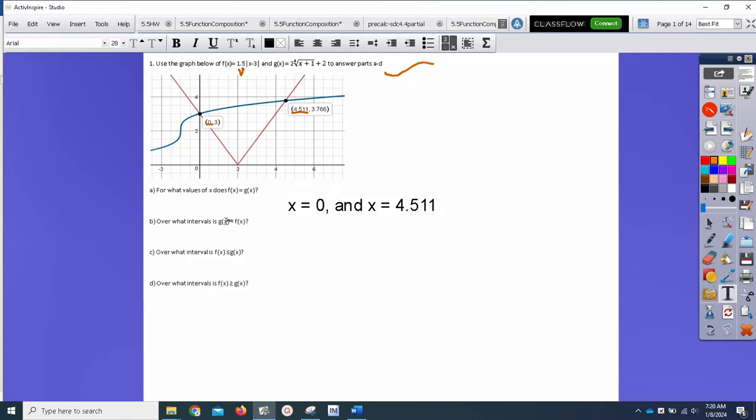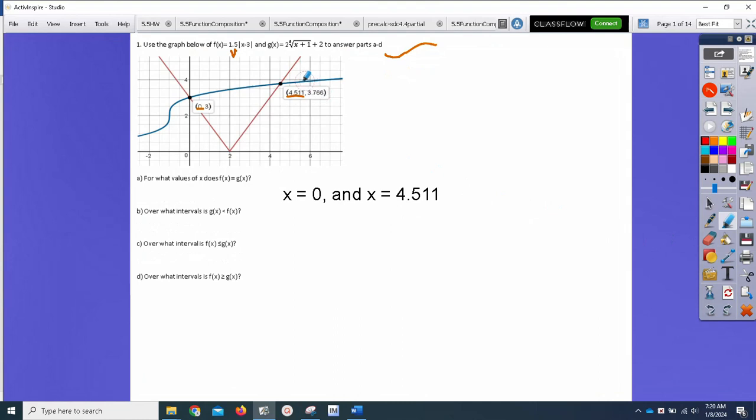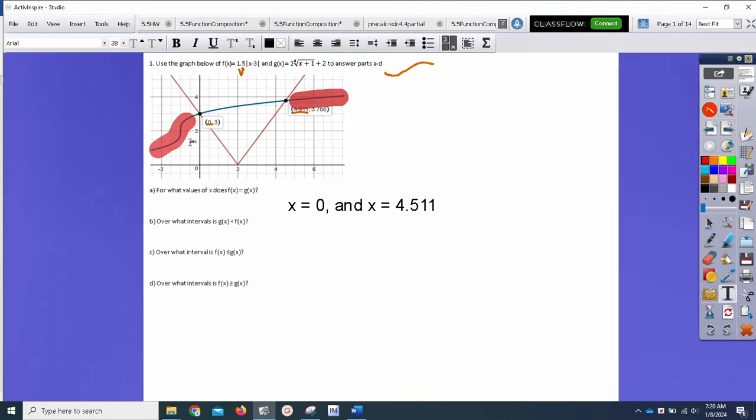Part B is where is g of x, which is the blue line here, our blue curve, less than f of x, which is the v. So I'm going to highlight the paths. Along this path, the blue line is below the absolute value, and also here. And I'm going to define them, and they want intervals. All right? So I'll write the inequalities first.